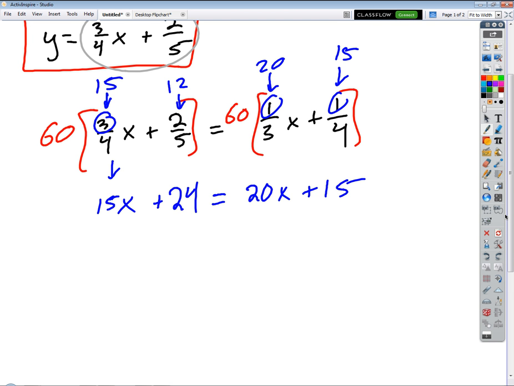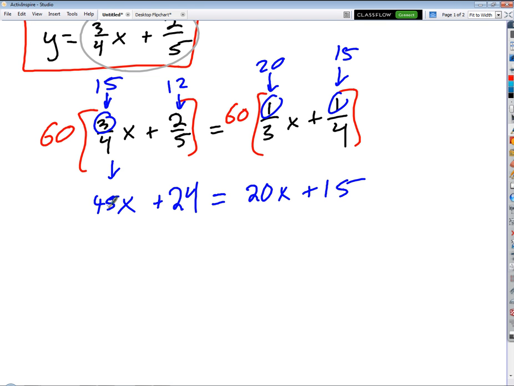I'm sorry, you're right. That was a good catch. I have to multiply the 15 by the 3, which gives me 45, which I forgot to do, right? Whatever that number is, you multiply it by the numerator.